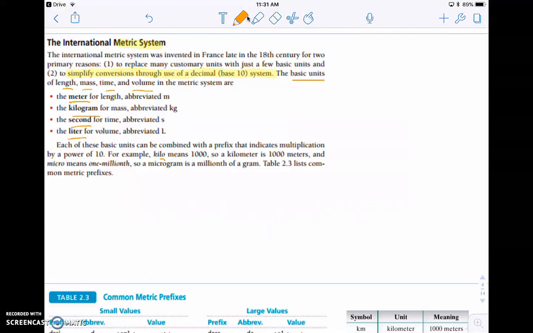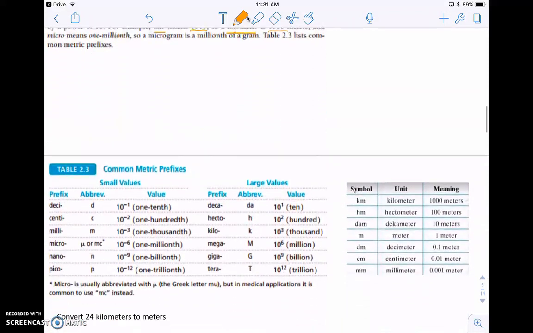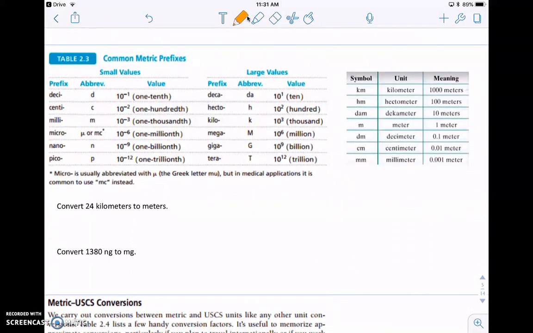Okay, and all of these are going to be using prefixes. So for example, prefix kilo means 1,000. So a kilometer is just 1,000 meters. And we can build that up. So here are some of our common prefixes. I've got a couple of tables here. You may prefer one over the other. This one on the right is specifically dealing with meters or length. Just to give you an idea.